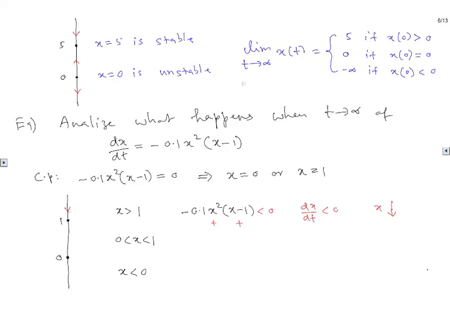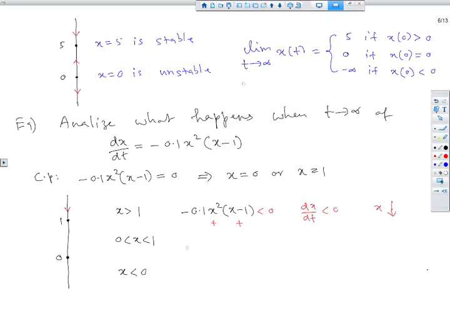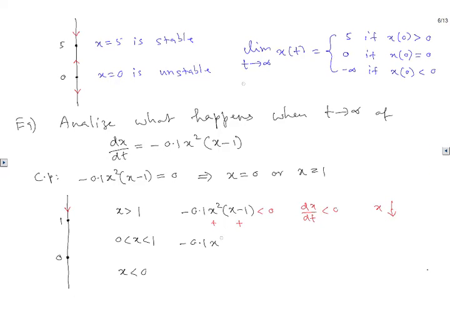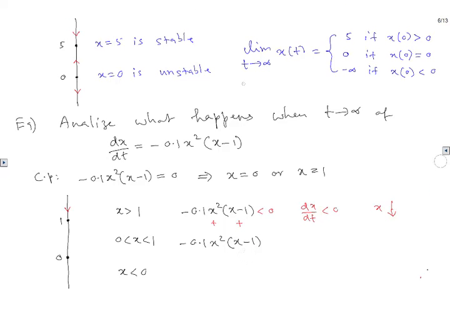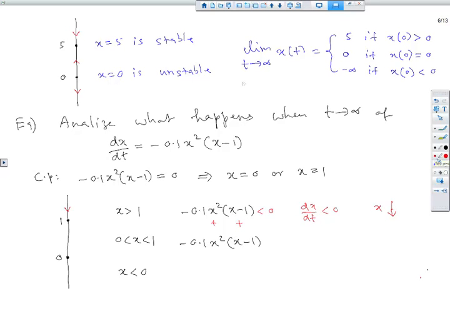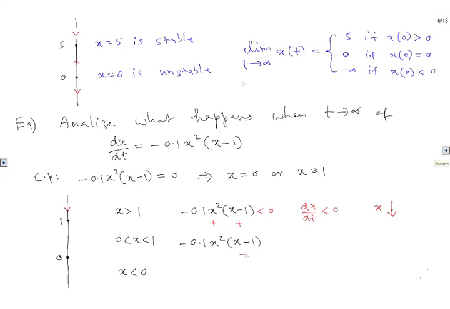So let's do the same thing. We have negative 0.1 x squared (x minus 1). As before, if you start with a value between 0 and 1, this is going to be negative because you start with a value between 0 and 1. This is negative, this is positive. So you have two negative signs, that means this is positive. So that means dx over dt is going to be positive, so x increases.